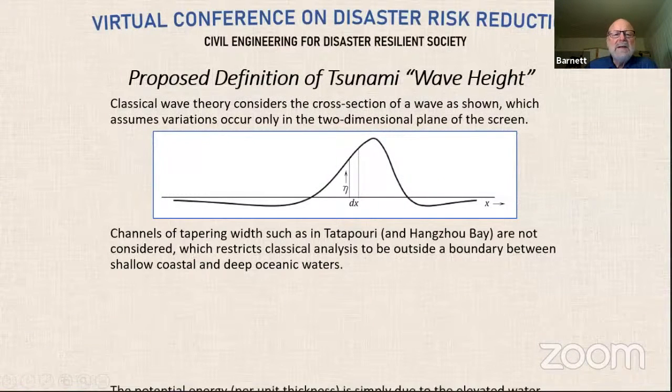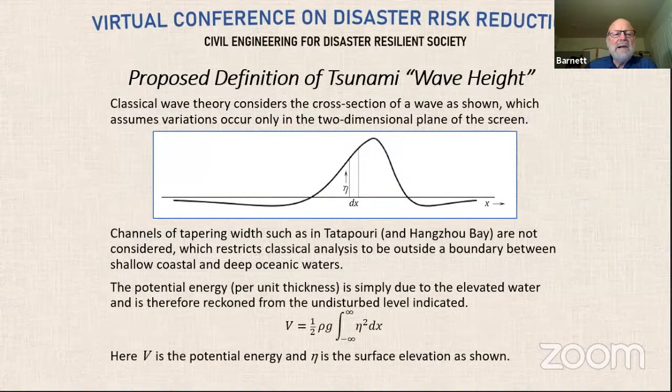So we propose a definition of the tsunami wave height. Classical wave theory thinks about the cross-section of a wave. There's a long crest heading perpendicular to the screen, and nothing much is changing in that direction. So classicists only consider the two-dimensional plane of the screen, and that's where all the variation of interest is happening. So channels of tapering width, such as in Tatapuri or Hangzhou Bay, for that matter, are not considered. That restricts classical analysis to the outside boundary between shallow coastal and deep oceanic waters. We just can't go on talking about solitary waves when you get close to the coast, because the width of the wave is changing as well as the depth. That's the width perpendicular to the screen.